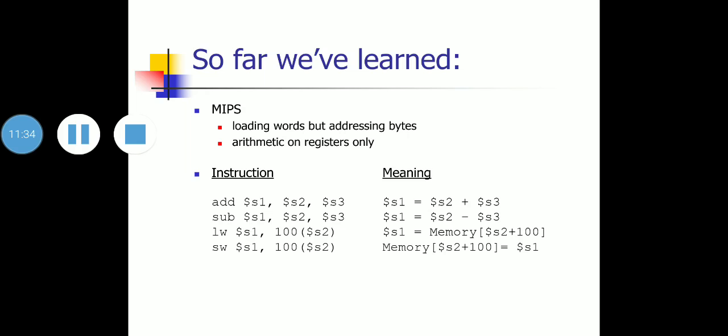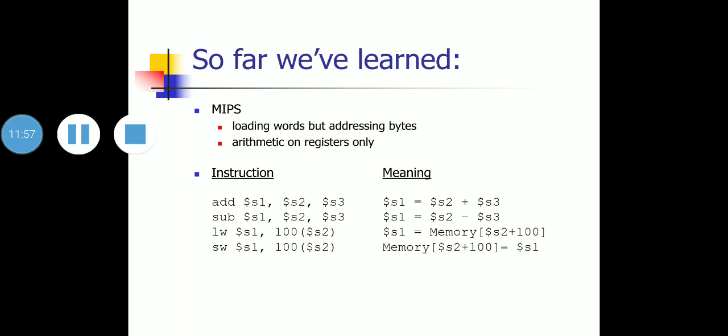So far we have learned that MIPS loads words but addresses bytes. We are loading words, but we are addressing in bytes. Words are nothing but 32 bits, and byte addressing means we take the address in units of 8 bits. Arithmetic operations can happen only on registers, not on the memory space.